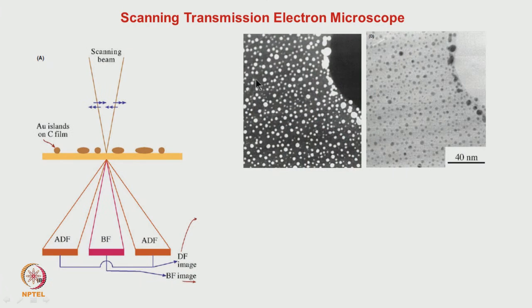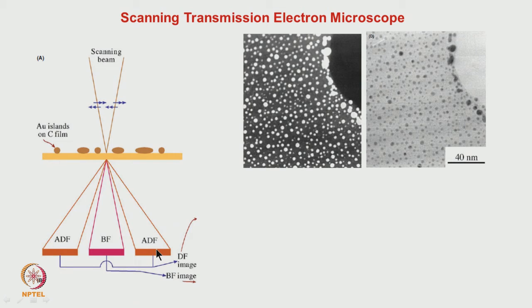Here we are just showing an example, okay, of gold islands on carbon film. You can see that this is the bright field picture, okay, of that sample, where the signal is being collected using the bright field detector, okay, and the annular dark field detector is used to collect the diffraction, that is, to collect the dark field image using the beam which is diffracted onto this region.